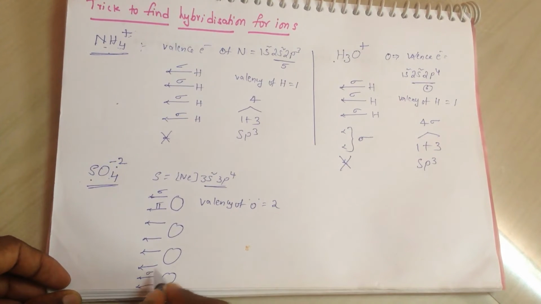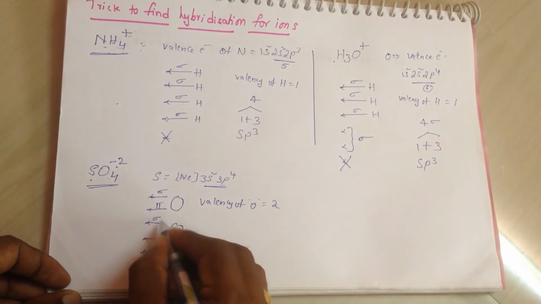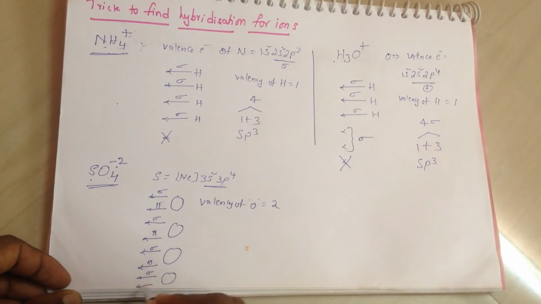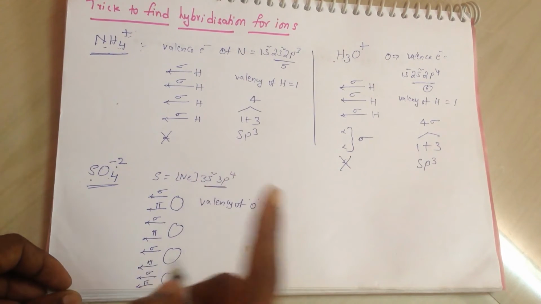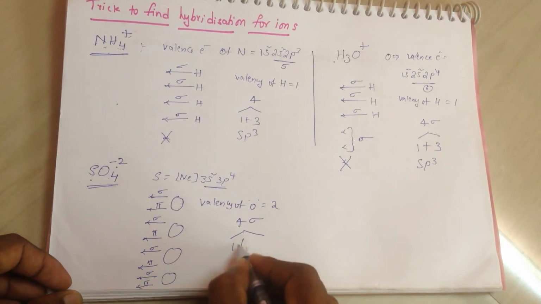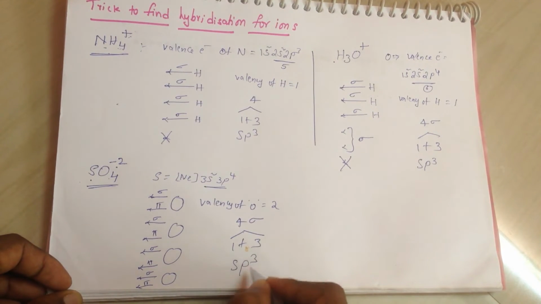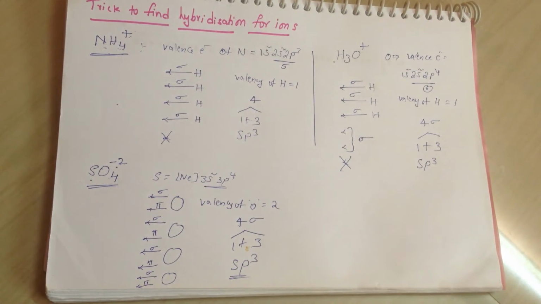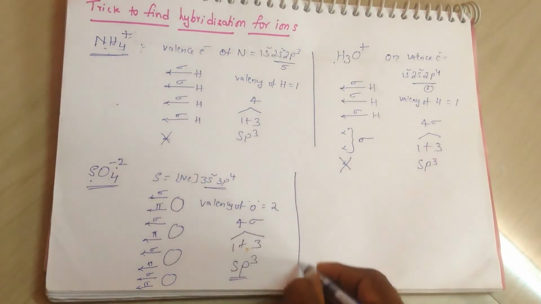So totally how many sigma bonds? Here 1, 2, 3, 4 sigma bonds and 4 pi bonds. For hybridization we have to consider only sigma bonds. So there are 4 sigma bonds. 4 sigma bonds means 1 plus 3, sp3 hybridization. Is it clear, students? Next I will give an example.